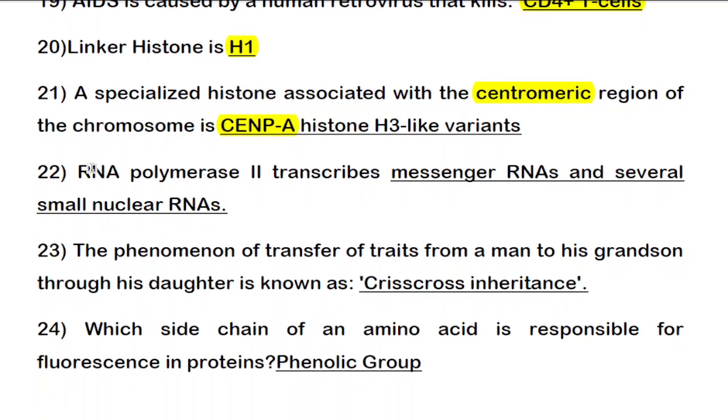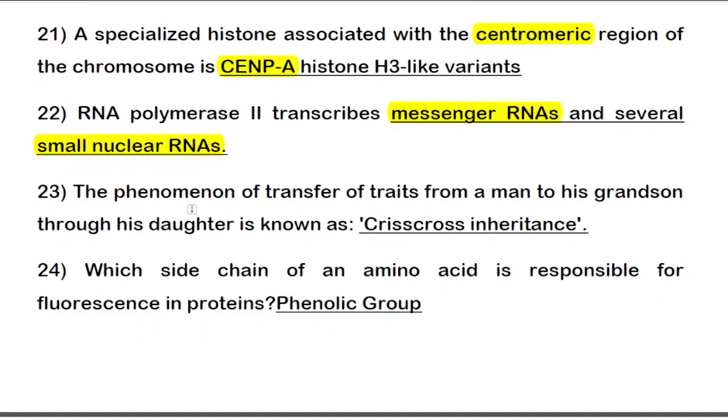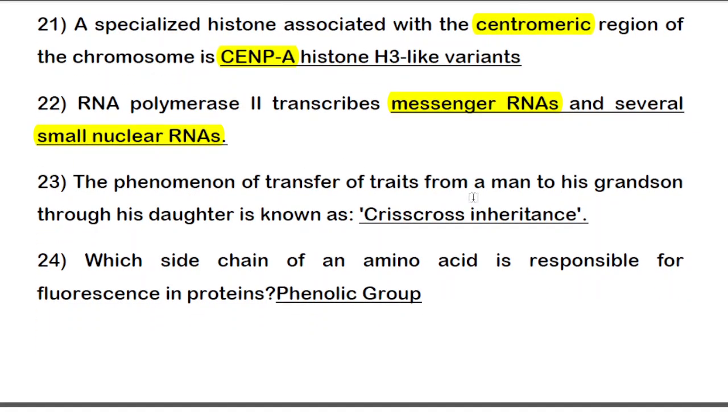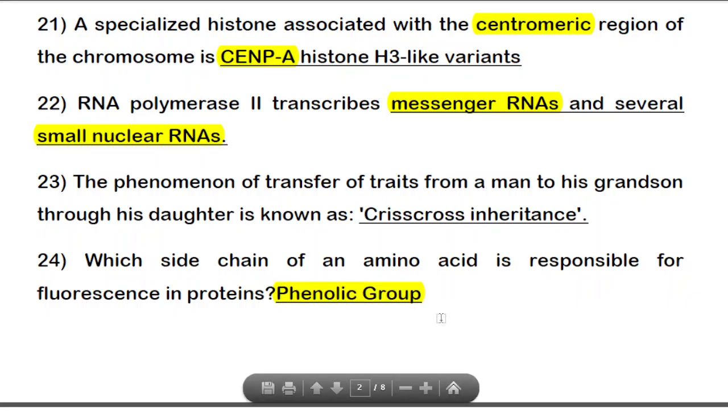22nd question. RNA polymerase 2 transcribes your messenger RNA, that is your mRNA, and the small nuclear RNA like your snRNA. 23rd question. The phenomenon of transfer of traits from a man to his grandson through his daughter is known as crisscross inheritance. 24th question. Which side chain of amino acid is responsible for fluorescence in protein? So you need to recall fluorescence in protein is due to the presence of aromatic amino acid.